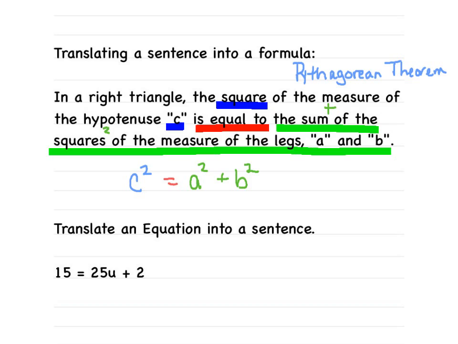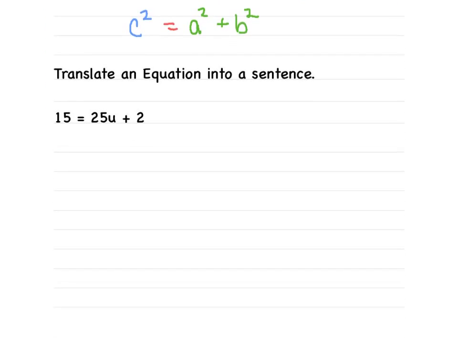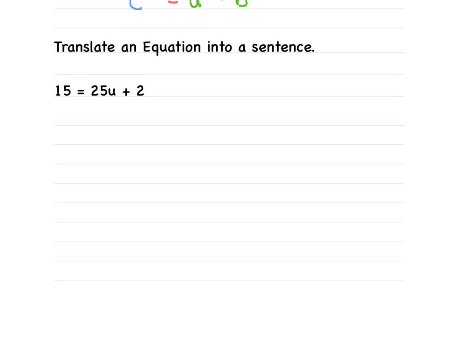All right, so not only are we going to practice translating words into equations, we're going to also practice translating equations into words. So we'll just practice one of these. There are probably many ways to translate any one sentence into an equation, or translate any equation into a sentence. But what we want to do is practice using those vocabulary terms that we know. All right, so let's look at this one. 15 equals 25u plus 2.